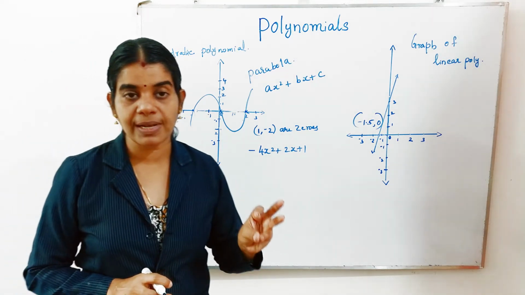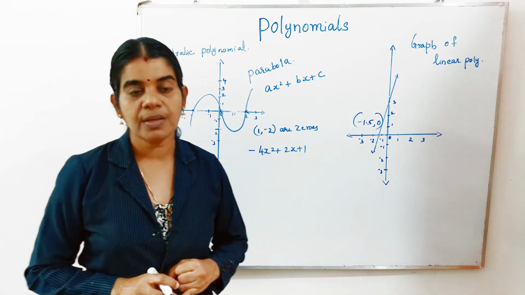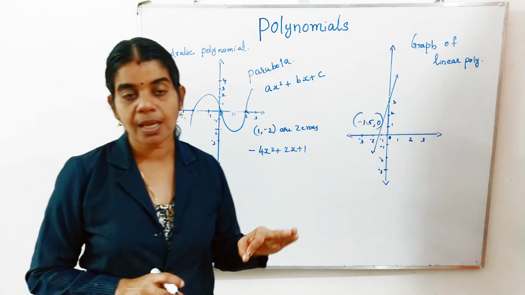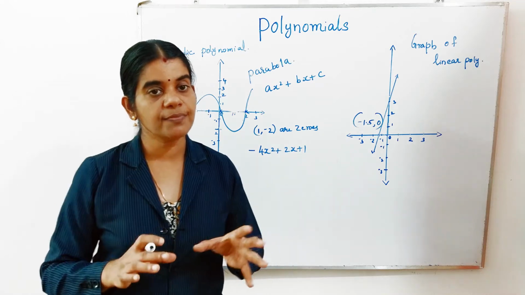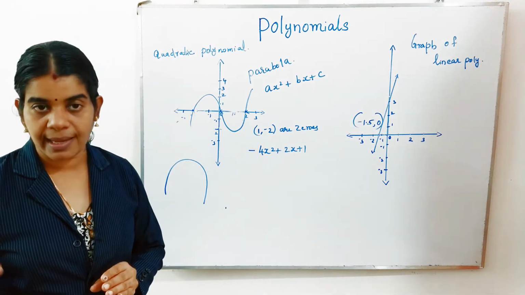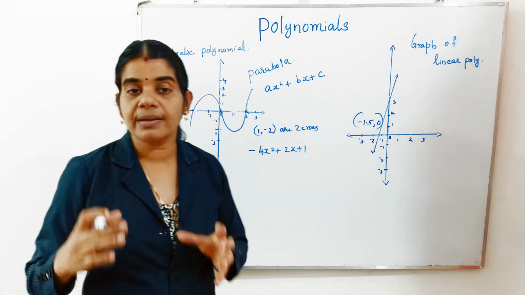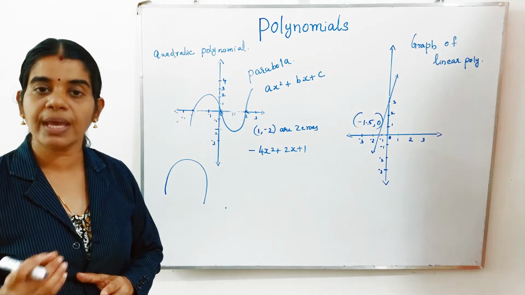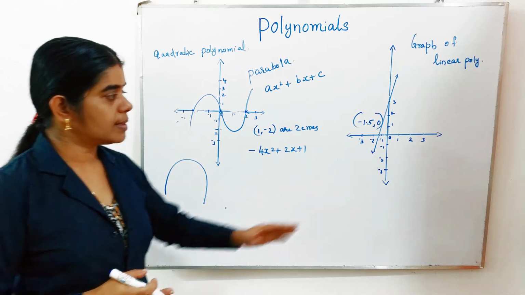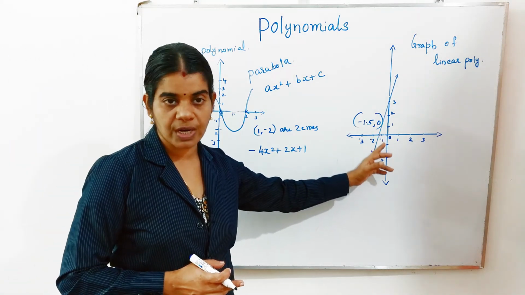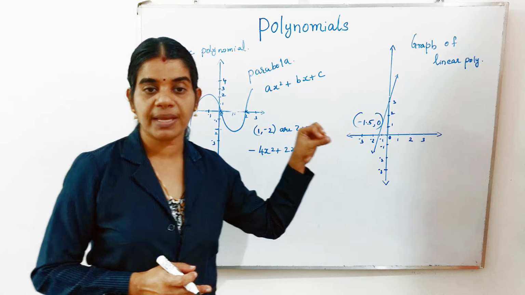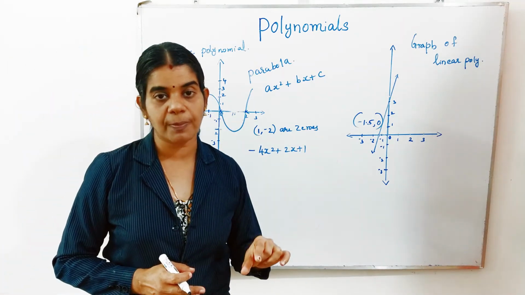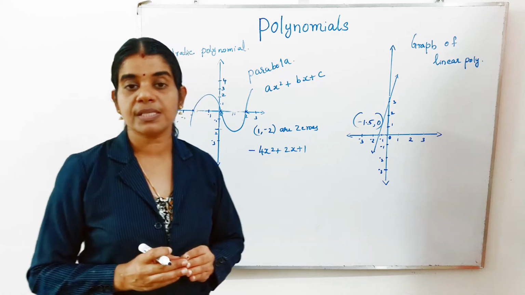A linear polynomial will have at most 1 zero. A quadratic polynomial will have 2 zeros and a cubic polynomial 3. Like that, if a polynomial is of degree n, then it will have n zeros. That is the general formula. An n degree polynomial will have n zeros. Then here the point of intersection is only 1, so that point of intersection will be the zero. In the case of a quadratic polynomial, 2 zeros will be there, so 2 points of intersection will be there.